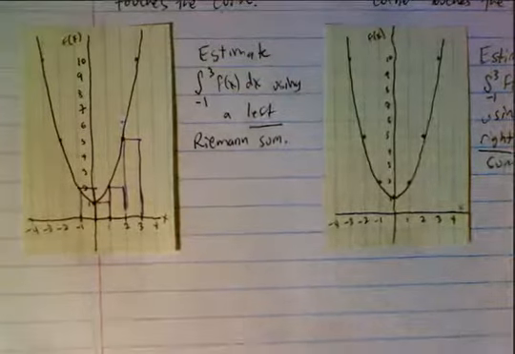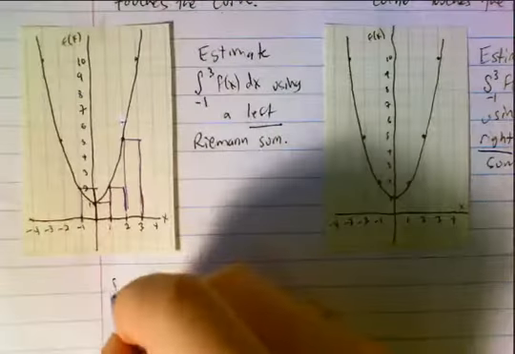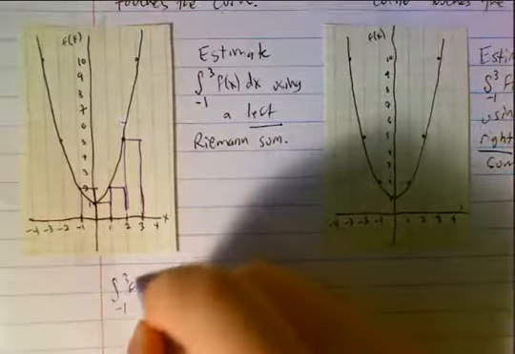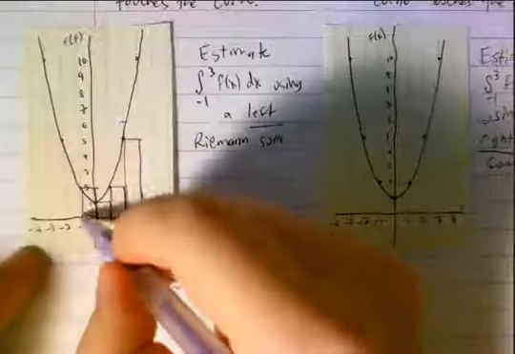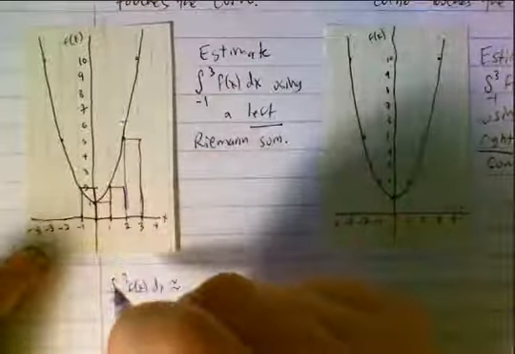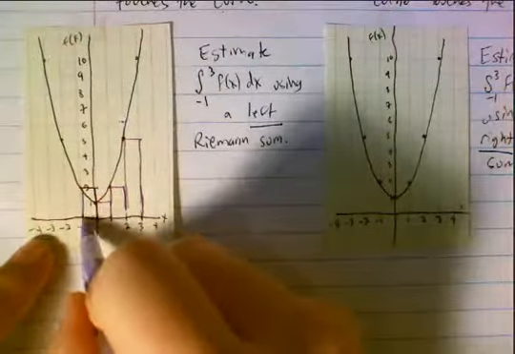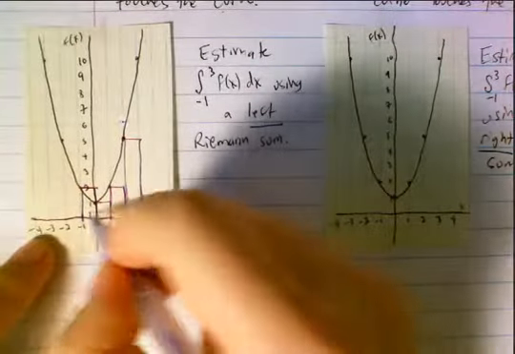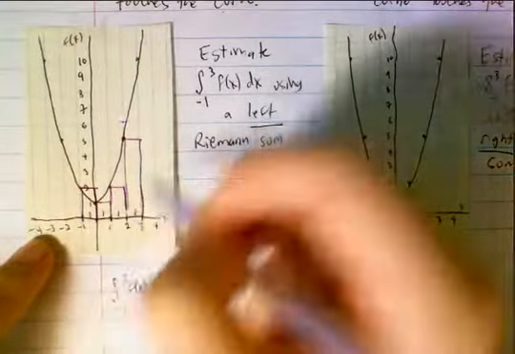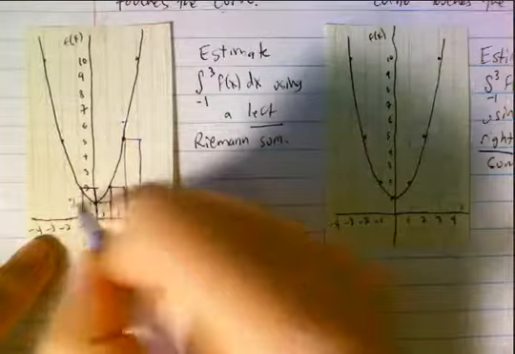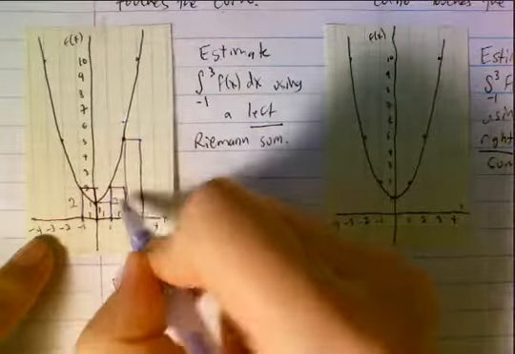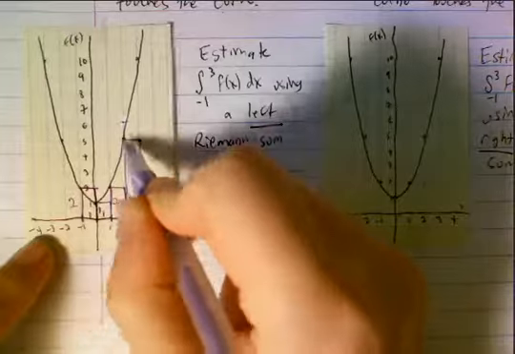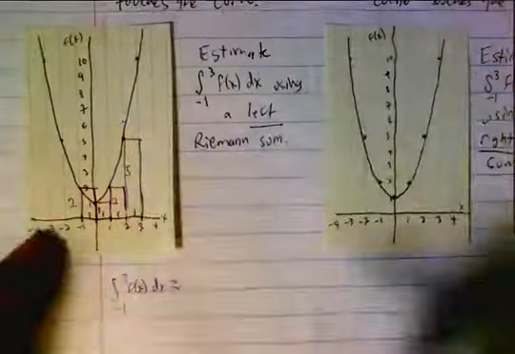Now I'm going to estimate that area by simply adding up the areas of each of these rectangles. So this rectangle has a width of 1. In fact, they all have widths of 1. The height is 1, 2. Here the height is 1. Here the height is 2 again. 1, 2, 3, 4, 5. Here the height is 5.